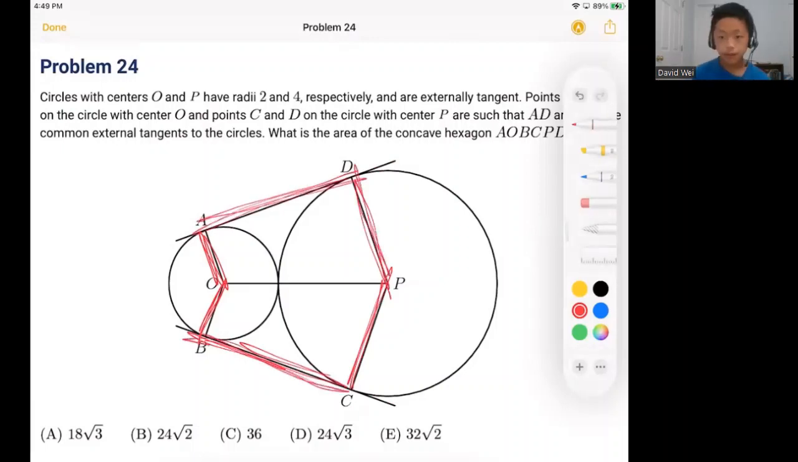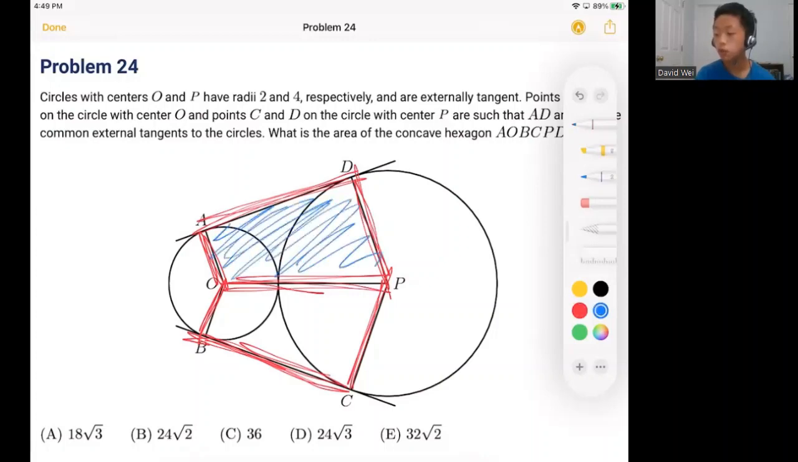So the first thing to notice is that you can split this hexagon in half. You can notice that this hexagon is equivalent to two trapezoids, or two of these blue quadrilaterals. So essentially, if we can find the area of one of these blue quadrilaterals, then we can double our answer to get our final answer.